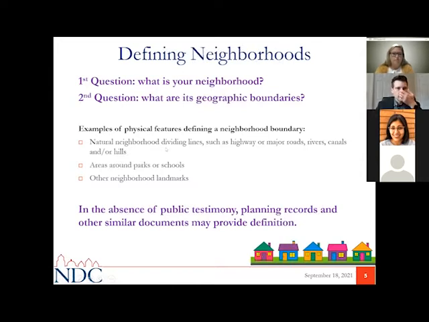And so you see examples of physical features that might define a neighborhood boundary, such as highways, major roads, rivers, canals, and/or hills. You can think of neighborhoods as areas around parks or schools, or being defined by other neighborhood landmarks, such as a community center or a historic church or a city hall, something like that. So we hope to receive public testimony about what the neighborhoods are within the city that we should be aware of. But if we don't get that public testimony, we also have planning records and other similar documents that may provide that definition.